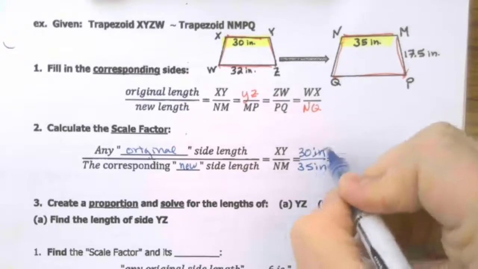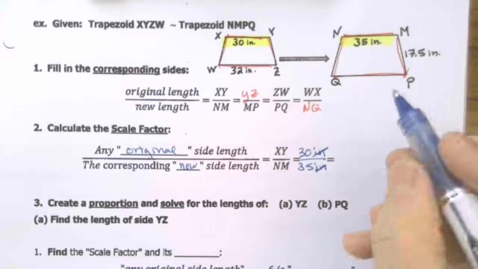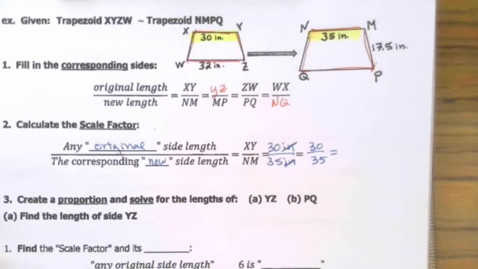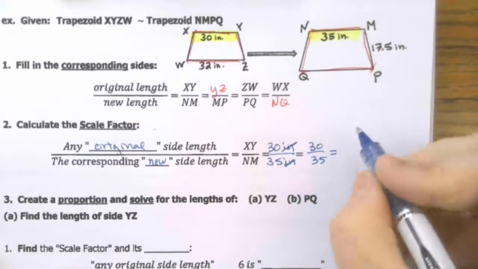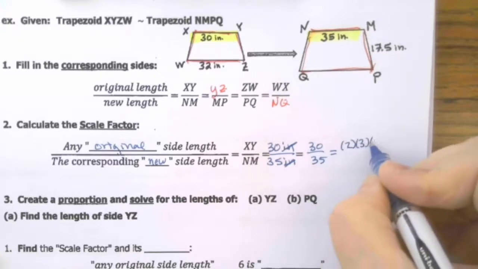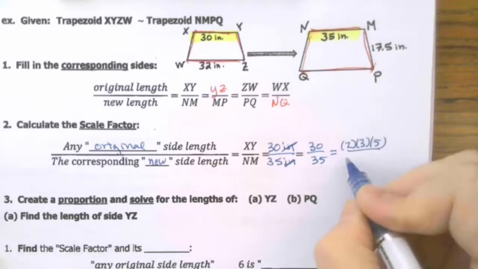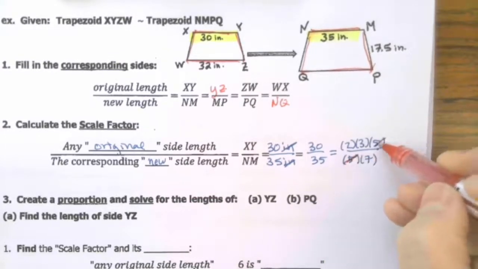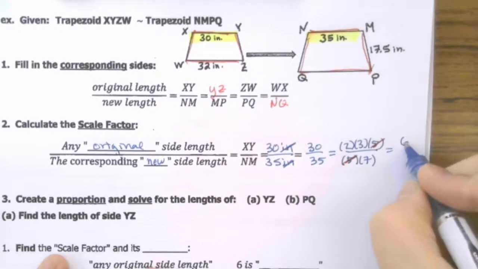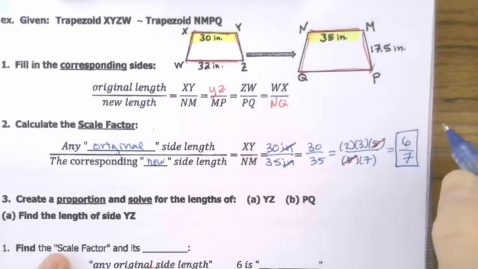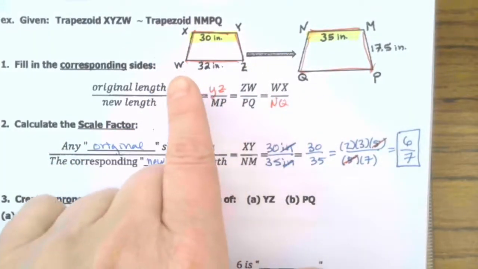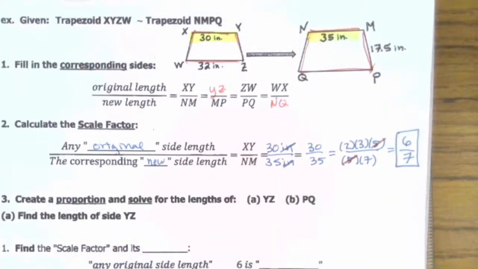So I can make the ratio 30 inches over 35 inches. Of course, the inches will cancel out. So I've got 30 over 35, and this is going to reduce to the scale factor. Well, 30 is 6 times 5, so 2, 3, 5. 35 is 7 times 5. The 5s divide out, and we get 6 over 7 as the scale factor of old over new. So that's how you calculate a scale factor. Find matching sides that have numbers, stack them, and reduce.